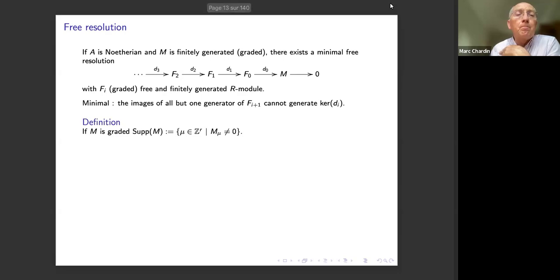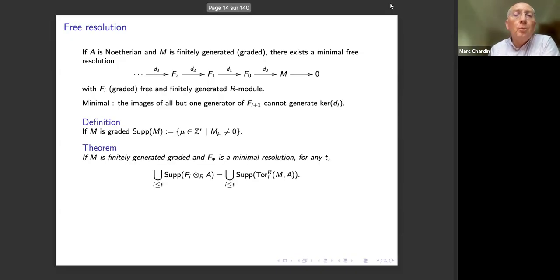And let me first give you a definition. A definition for the support, I mean support with respect to the Z^r grading of a module. It's just the degrees where the module is not zero. And the first thing is we want to understand the degrees of generators in a free resolution. And the first thing is to link this to the Tor modules.